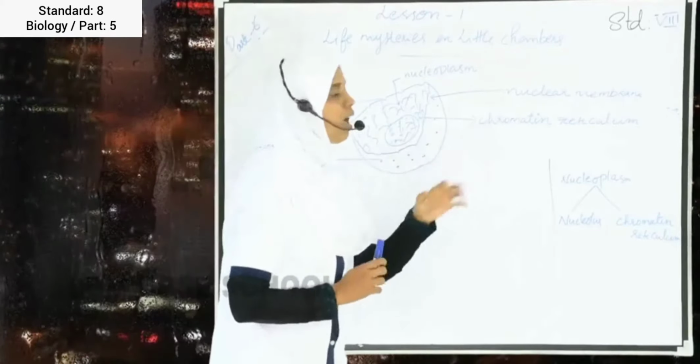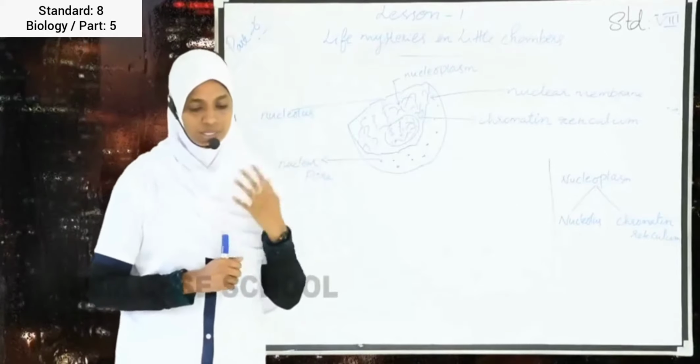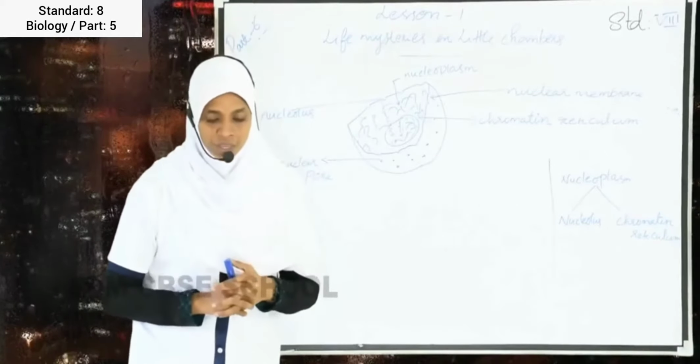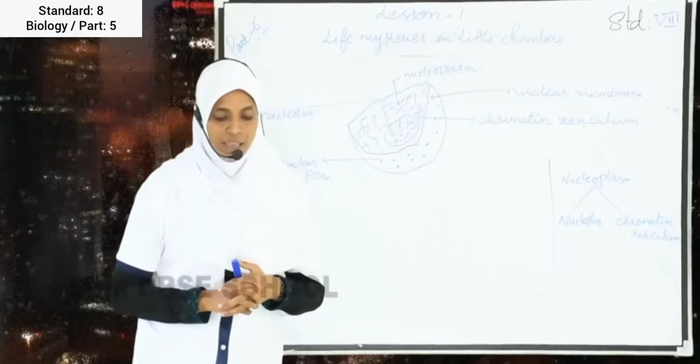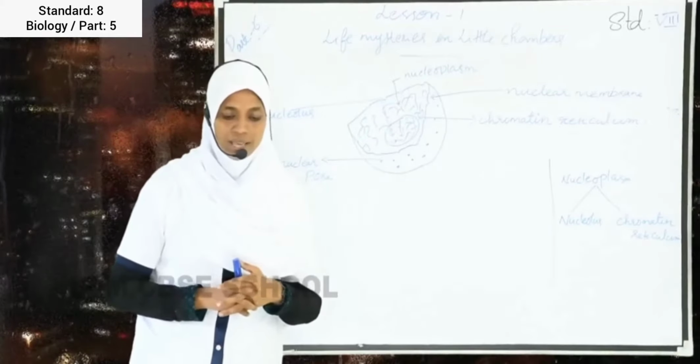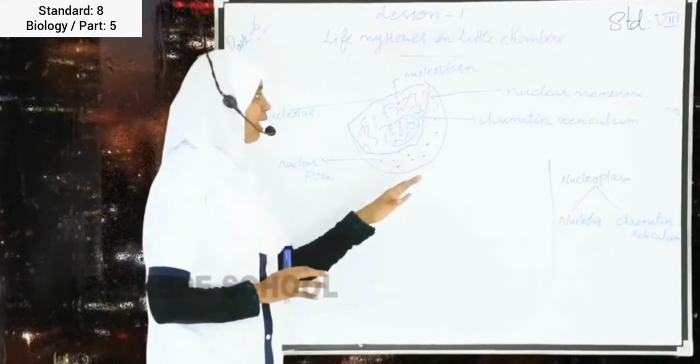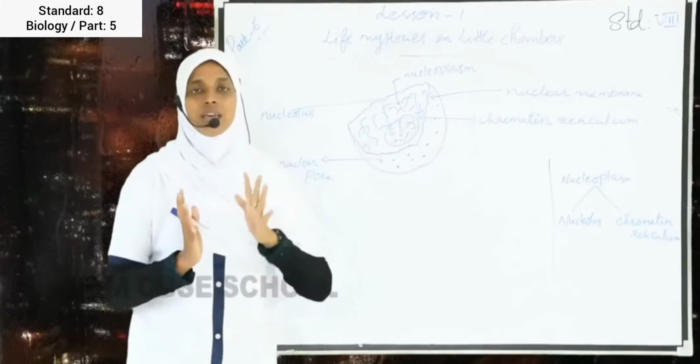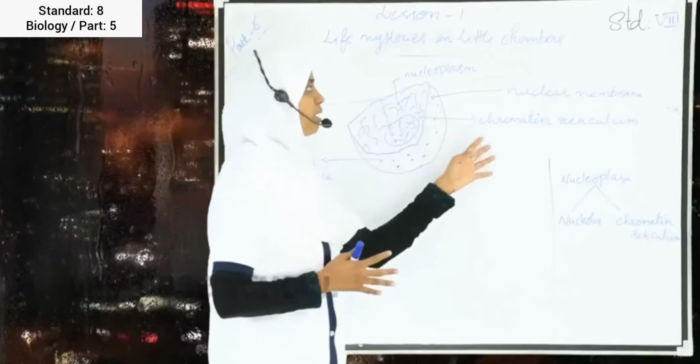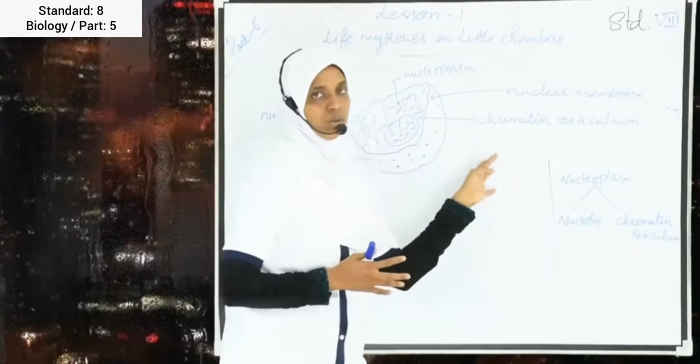The fourth part is the chromatin reticulum. What is the speciality of chromatin reticulum? The chromatin reticulum is seen as a network in the nucleoplasm. They carry genes. They are seen like networks. Network പോലെ കാണപ്പെടുന്നതാണ് chromatin reticulum എന്ന് പറയുന്നത്.